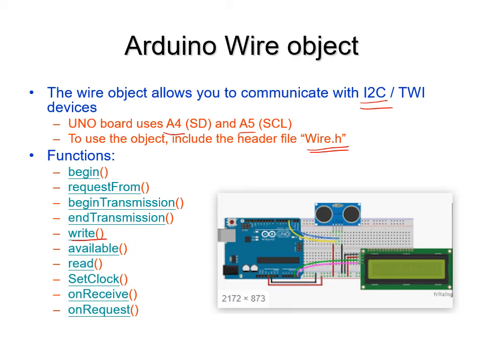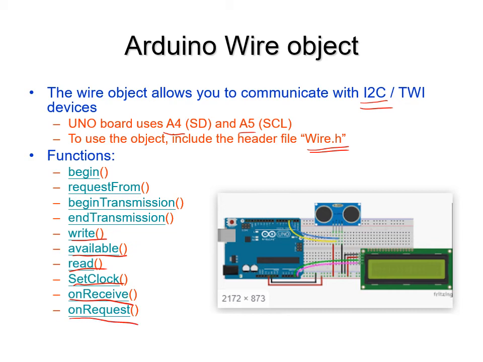And you can have available, to get the number of bytes ready to be read into the master from the buffer. Okay, you are going to read data from the device. Now set clock means the function modifies the clock frequency of the transmission. Lastly, we have two event handler functions, on receive and on request.